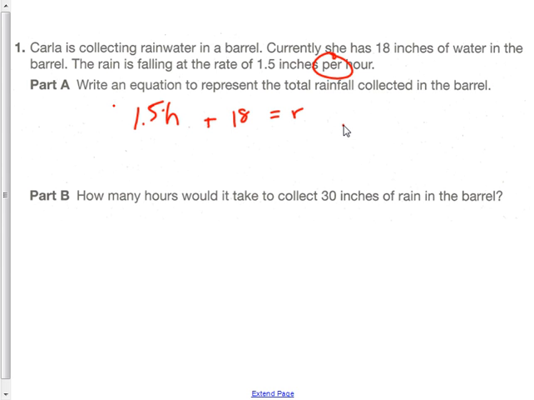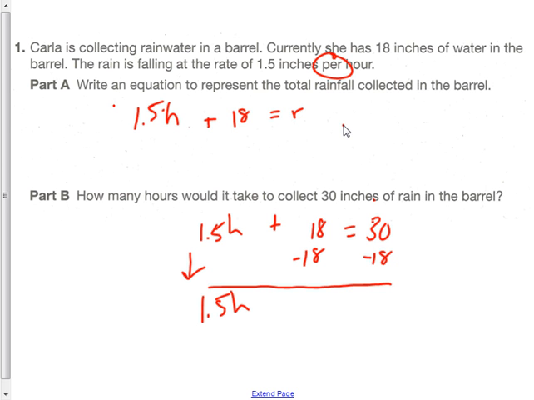So how many hours would it take to collect 30 inches of rain in the barrel? Well, that would mean that I'm going to use 30 for my R, and I would have 18 there, and the 1.5 H would still be here. So I'd have to subtract the 18 on both sides first, get rid of my addition and subtraction. I bring my 1.5 H down, bring my equal sign down. The 18 minus 18 is 0. I think my board's off here a little bit. And then 30 minus 18 gives us 12.